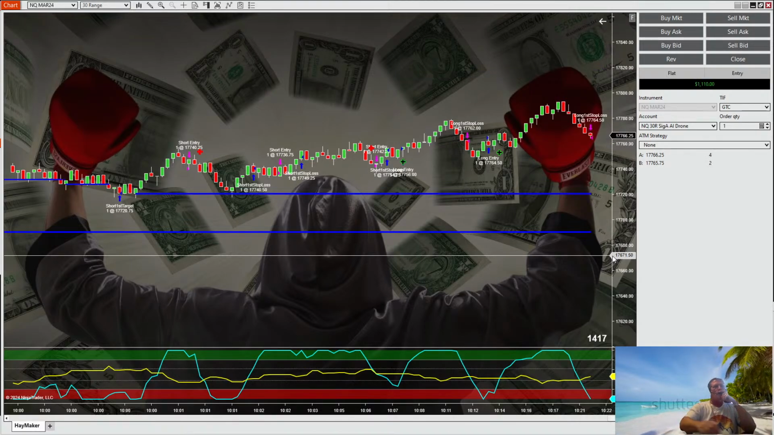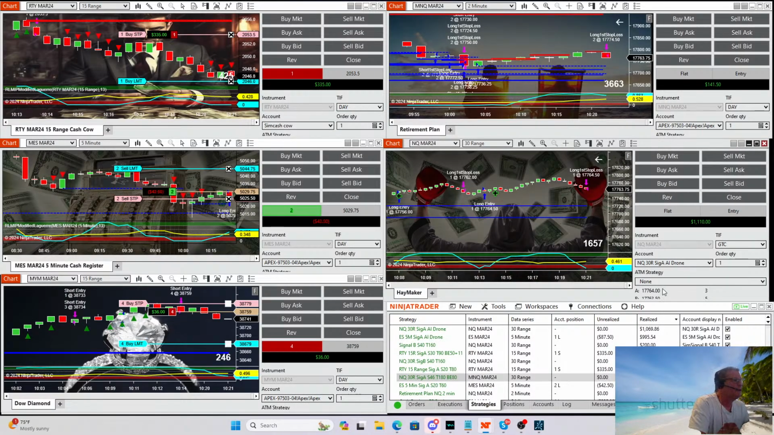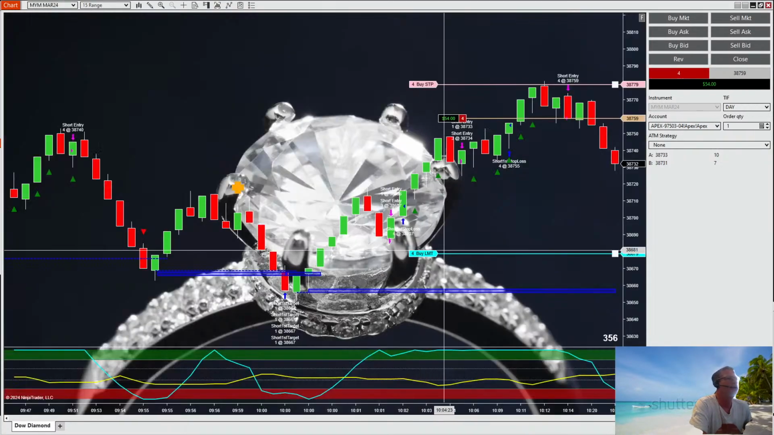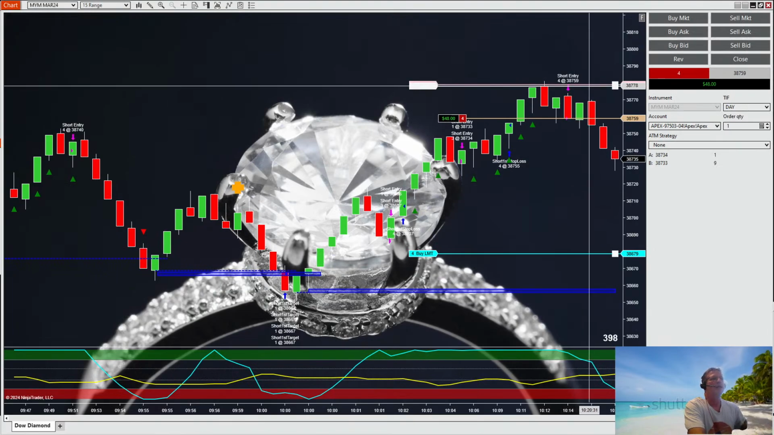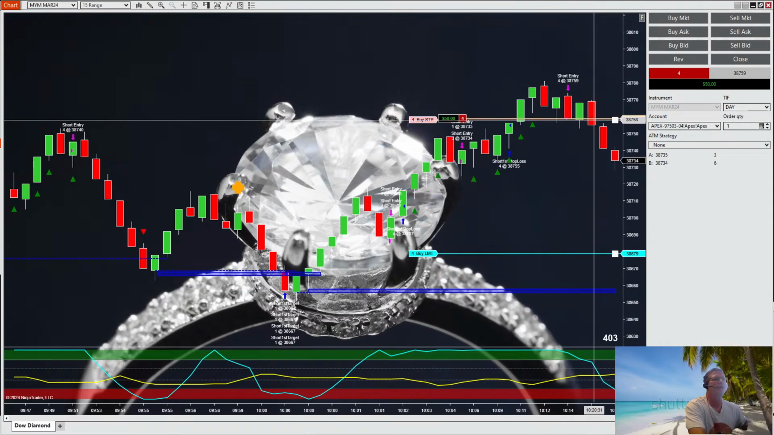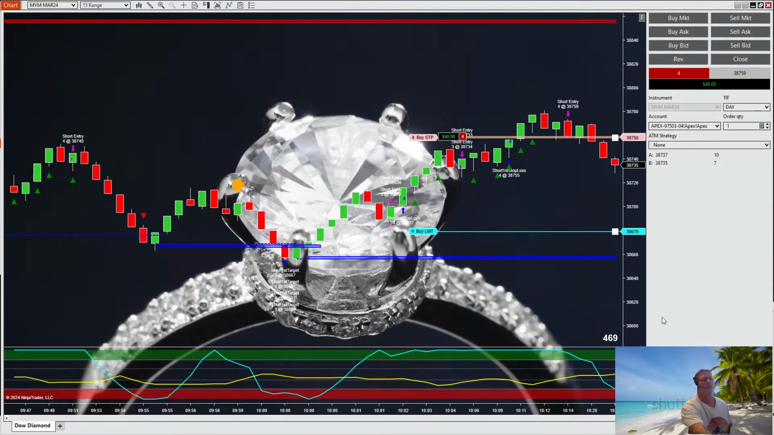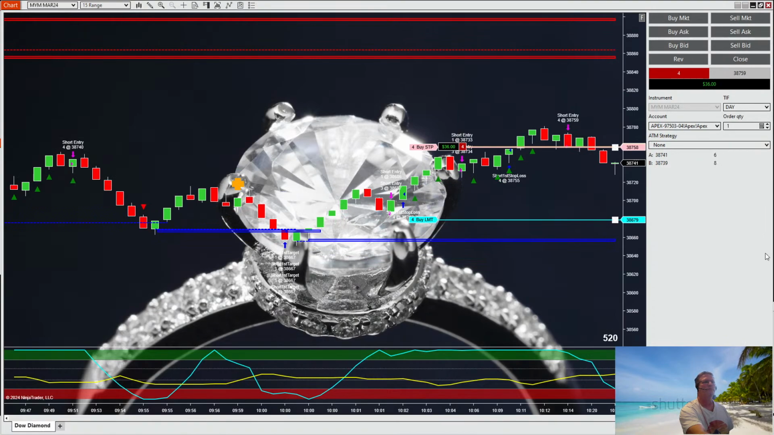Order filled. Came back and stopped us out. Order filled. Order submitted. We've got another trade on here. Let's move our stop down. Lock in some of that. We are getting some nice entries today. Order filled.